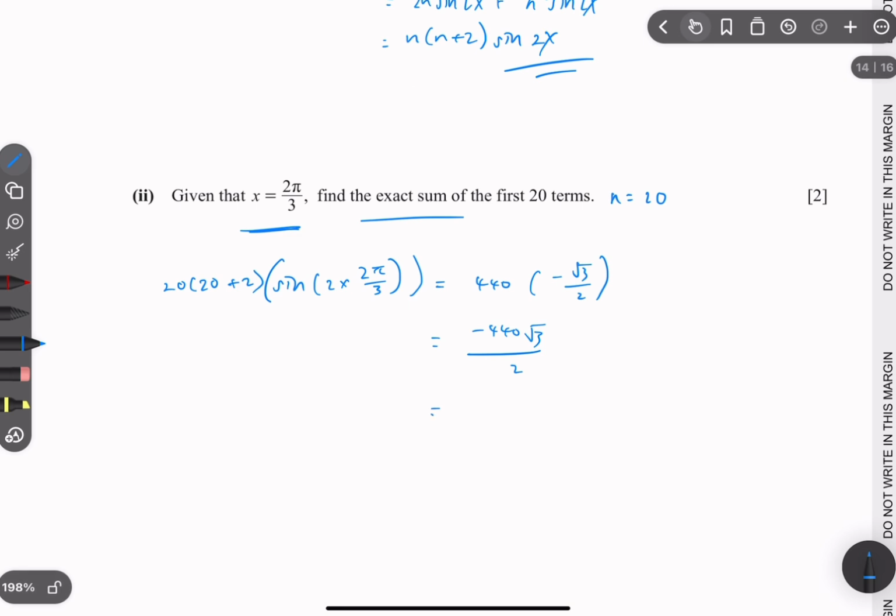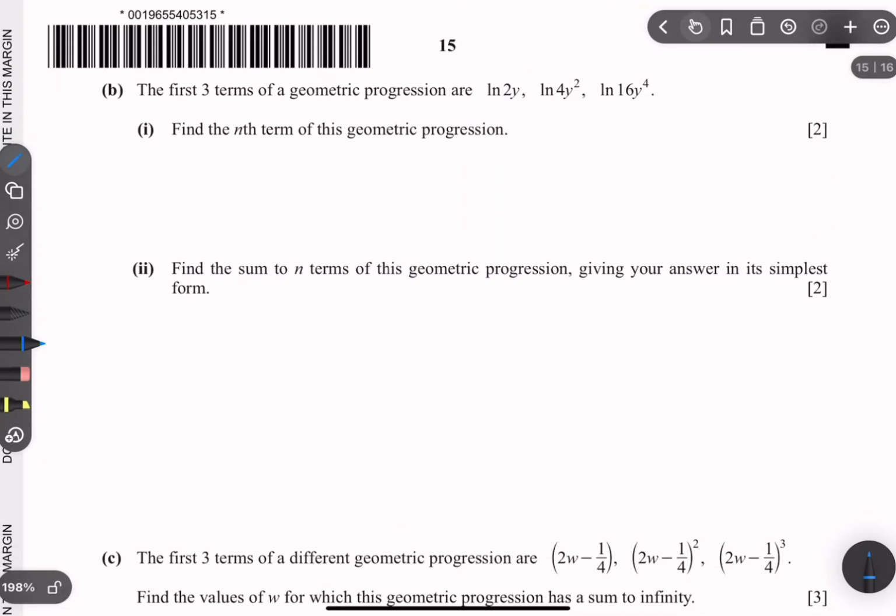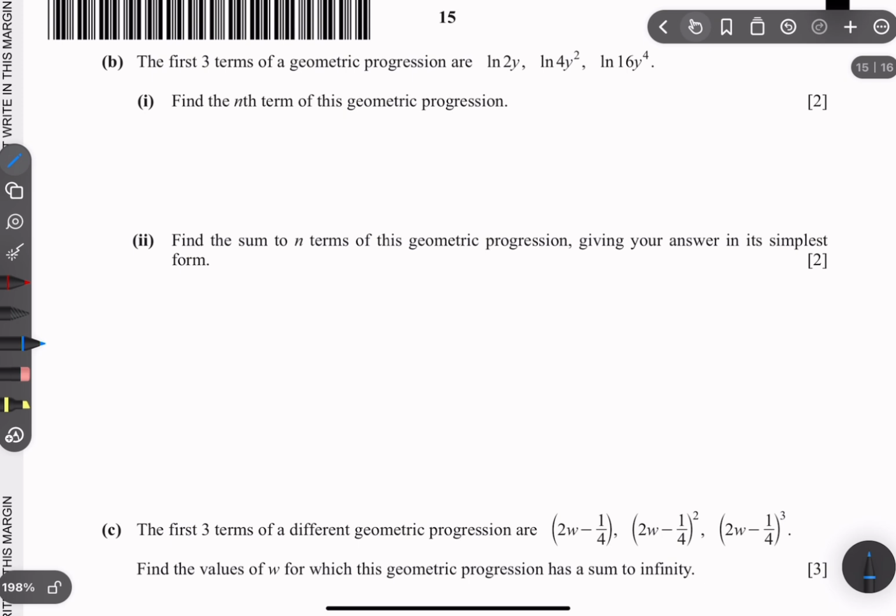Okay, and you can simplify this further. So this is the final answer. Part B. The first 3 terms of a geometric progression are this. Find the nth term of this geometric progression.